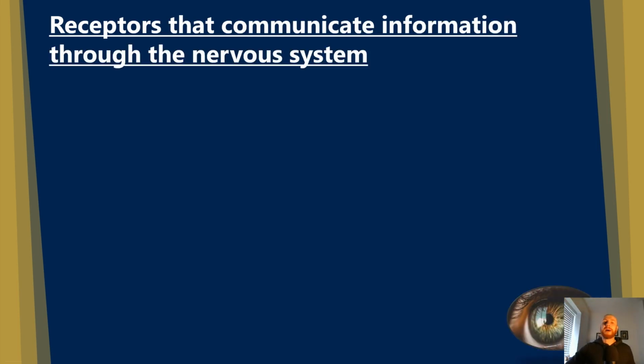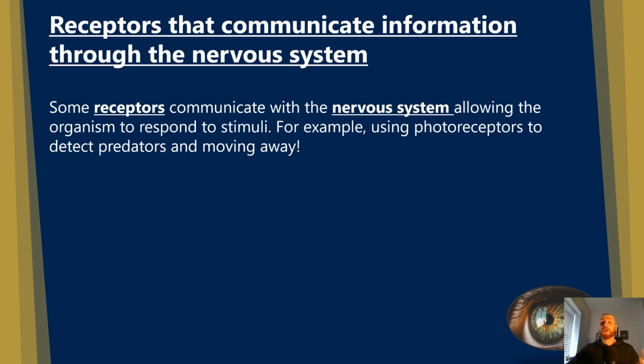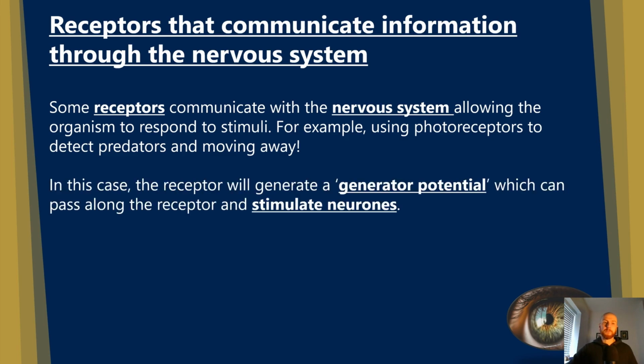Now we're going to talk a little bit about receptors that specifically communicate through the nervous system. Some receptors communicate with the nervous system, allowing the organism to respond to stimuli. And this is really important for survival. Organisms may need to see a predator to move away from it, or they may need to be able to see some food or something they need for their survival. So it's a really important response.